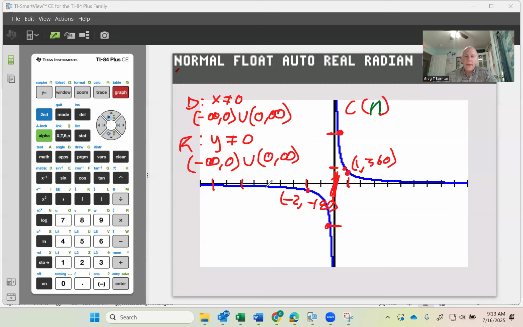Okay, but then again, y stands for how much cost each person has. Well, no one's going to have a negative cost. So again, by context, we're going to throw that part away and we're just going to keep this guy here. Okay. So that's kind of how rational functions work.